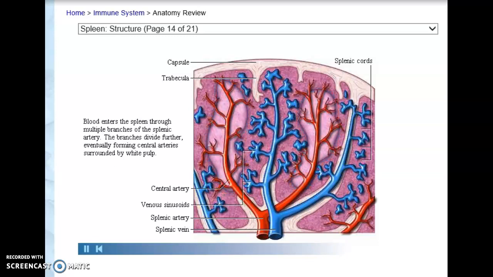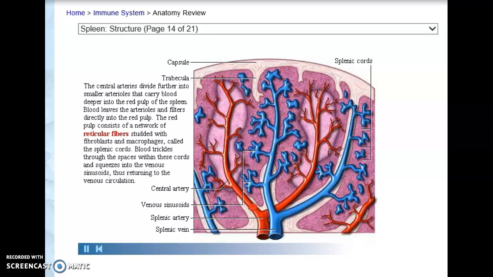Blood enters the spleen through multiple branches of the splenic artery. Following the connective tissue that divides the spleen into lobes, the splenic artery divides several times, eventually forming central arteries surrounded by white pulp. The central arteries divide further into smaller arterioles that carry blood deeper into the red pulp of the spleen. Blood leaves the arterioles and filters directly into the red pulp.